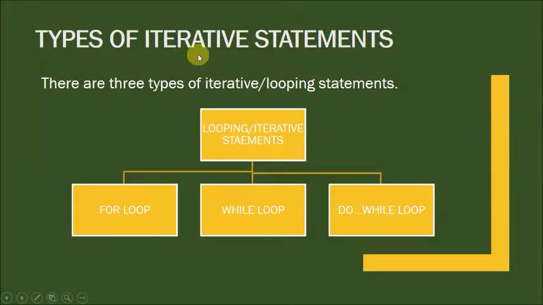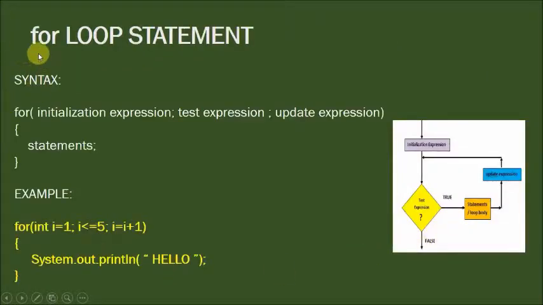The types of iterative or looping statements. There are 3 types of iterative or looping statements. These are for loop, while loop, and do while loop. Now here we are going to discuss for loop statement.